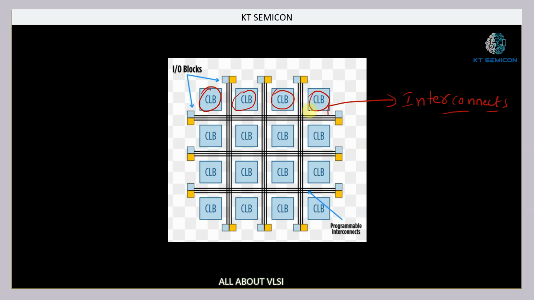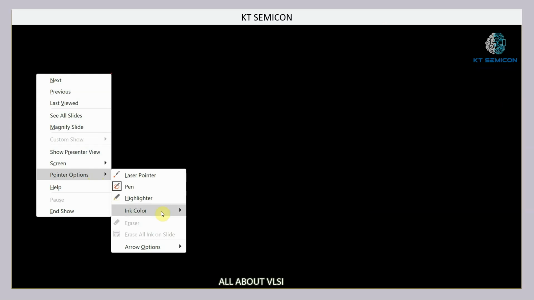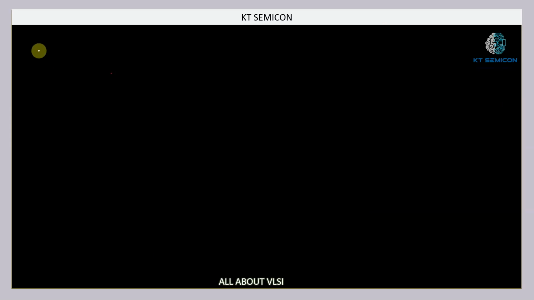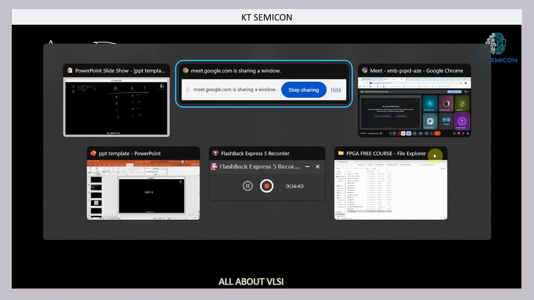Now, before going to what is actually present inside these CLBs, we need to understand a little concept. Again, I'm going to take a simple example. Let's say I have an OR gate, with inputs A and B, and output Y. The input combinations are 0 0, 0 1, 1 0, and 1 1. Can anyone fill in this particular table? It's a very simple question.